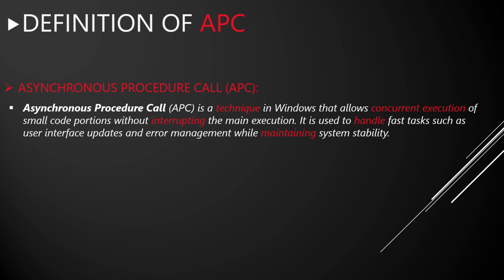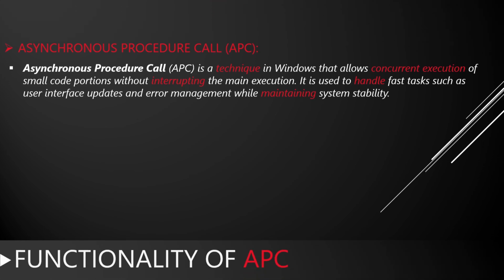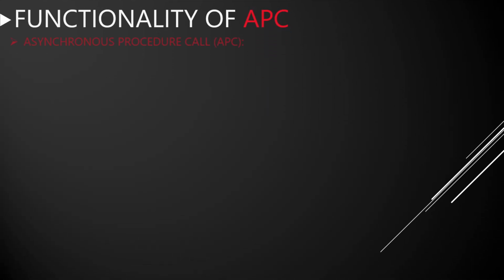Okay, so when DPC will execute a task, the biggest part of this task will be executed from DPC, and a small part of this task will be executed from APC. Okay, that's the mechanism of APC. Okay, it is helping DPC. Okay, that's the main concept of APC. Let's see the functionality of APC.